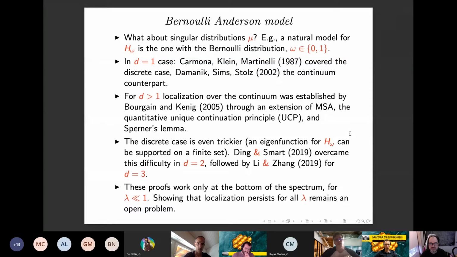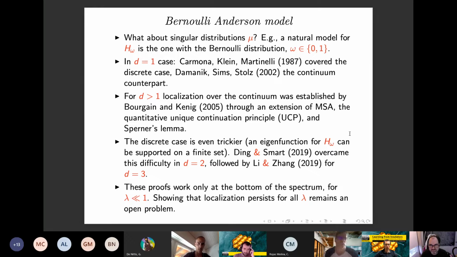A natural question: what do you do when your distribution is actually singular, right? A natural model for this metal-insulator transition would be the one where you flip a coin and decide whether you put, say, an impurity on an ion in your lattice or not, right? That means that the natural distribution in this problem is actually the Bernoulli distribution, right? In dimension one, it can be covered with a little bit more work, fairly straightforwardly. But in dimension greater than one, new ideas are needed.